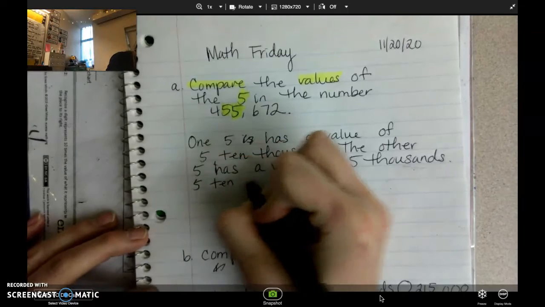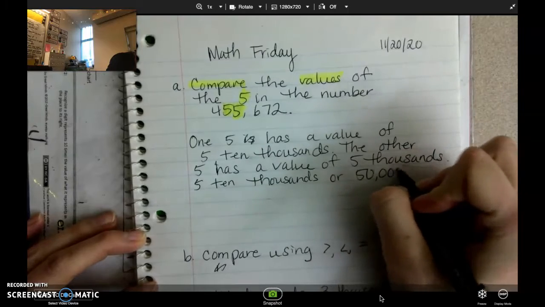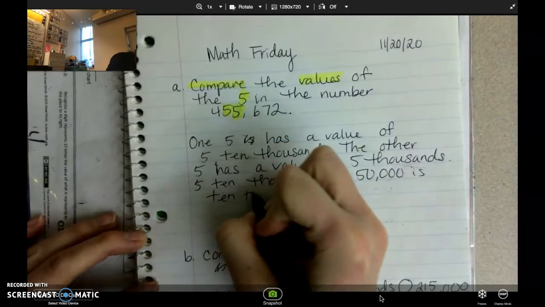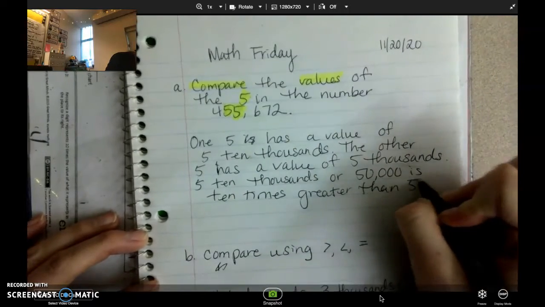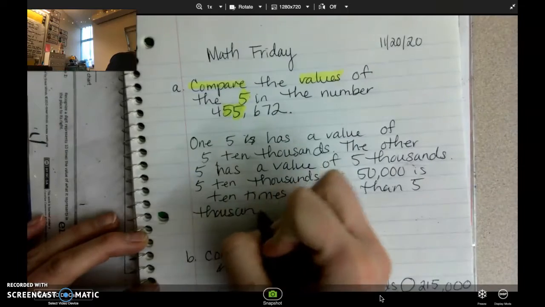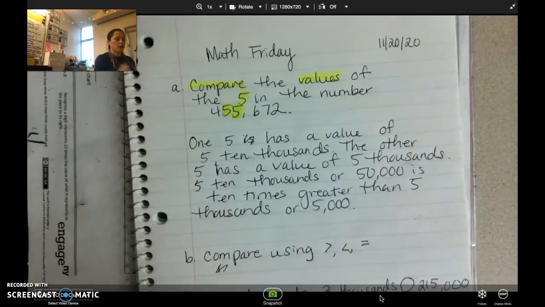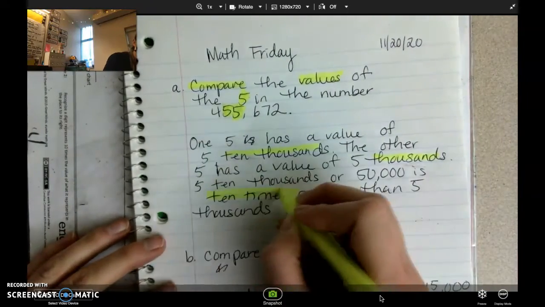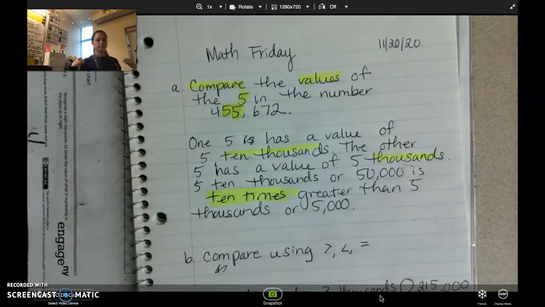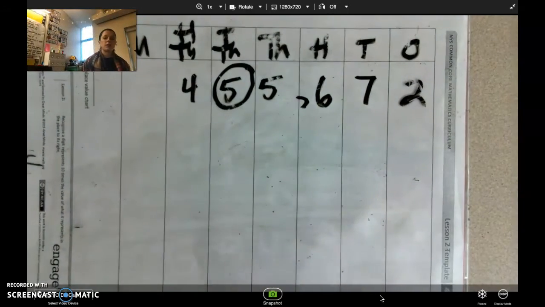5 10,000s or 50,000 is 10 times greater than 5,000s or 5,000. So I'm looking for the values, and I'm also looking for these two words, 10 times. You should also have a model to support your ideas, but if you do it on your whiteboard, then that's okay with me. You just have to be able to show me later on.